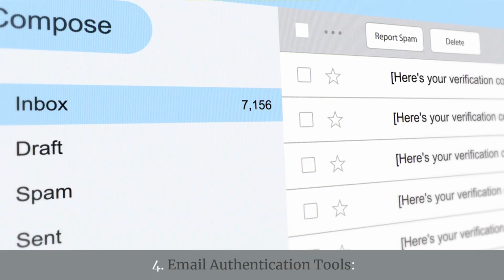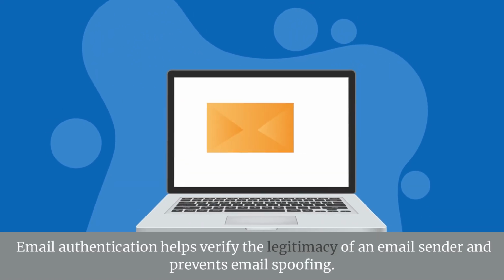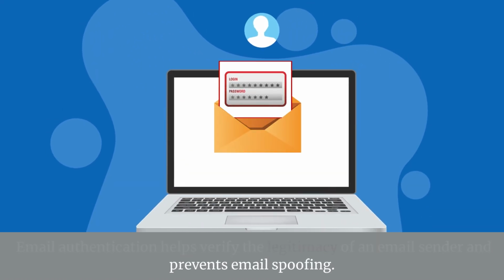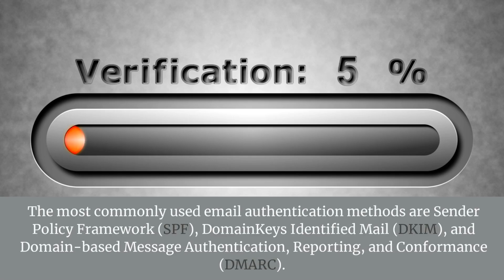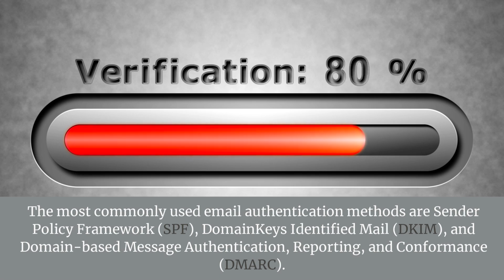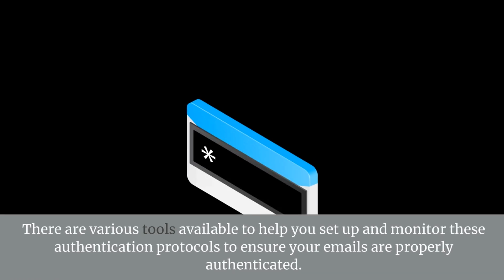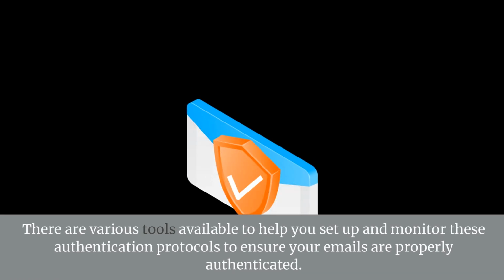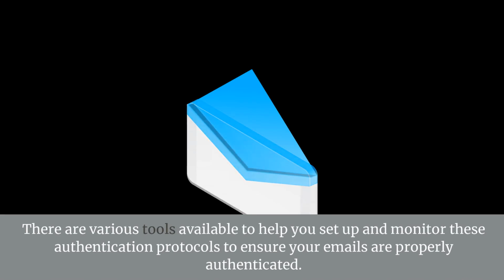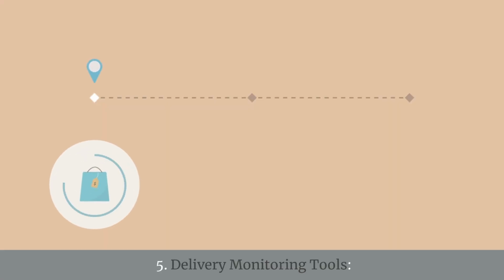4. Email Authentication Tools. Email authentication helps verify the legitimacy of an email sender and prevents email spoofing. The most commonly used email authentication methods are Sender Policy Framework, SPF, DomainKeys Identified Mail, DKIM, and Domain-based Message Authentication, Reporting, and Conformance, DMARC. There are various tools available to help you set up and monitor these authentication protocols to ensure your emails are properly authenticated.